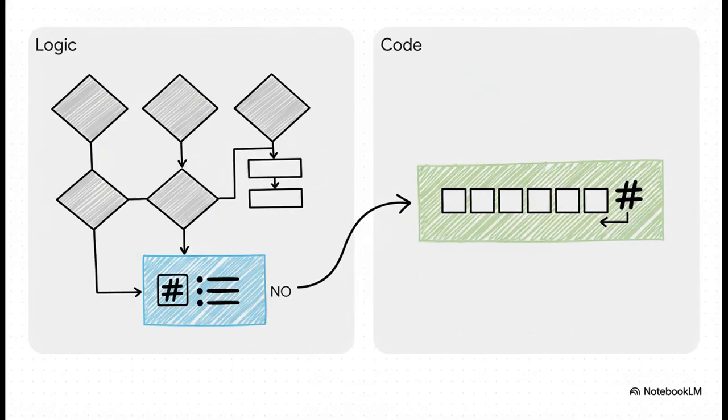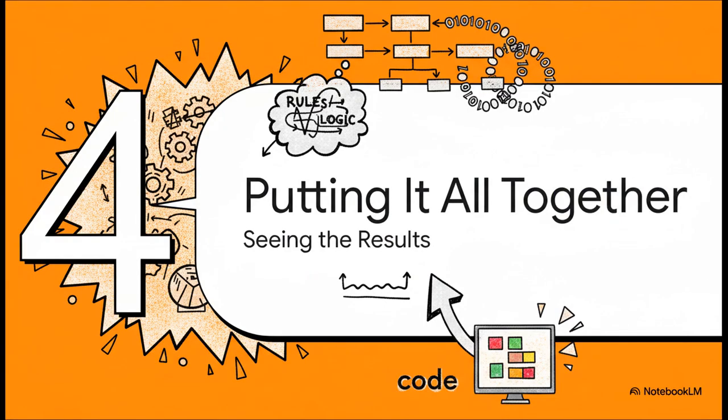Finally, we need a catch-all. What about numbers like 1 or 2 or 7 that don't meet any of our fizz or buzz conditions? That's what the else block is for. If a number gets through all of our other checks untouched, this final step just adds the number itself right to our list.